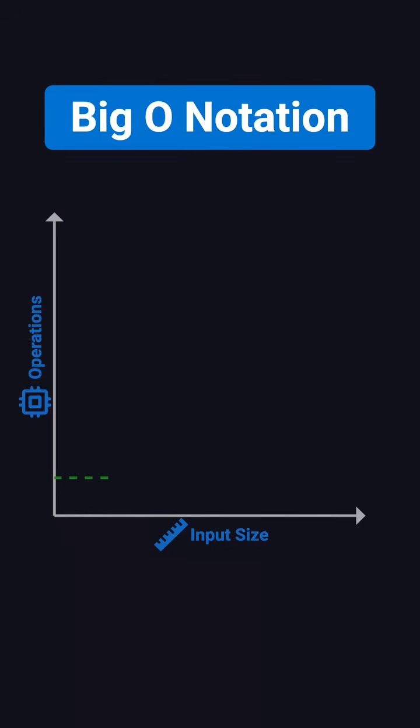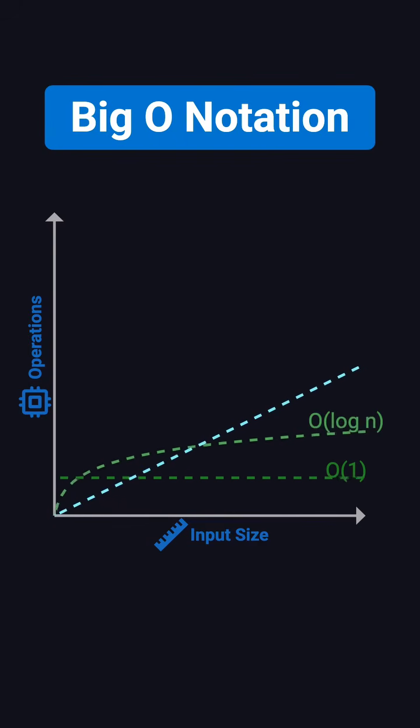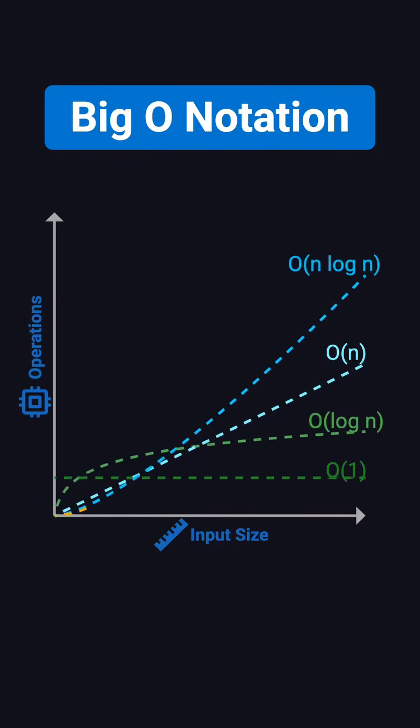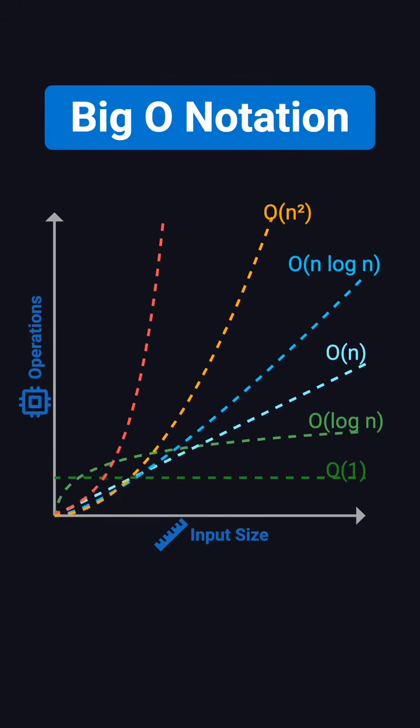You might have heard someone say an algorithm is O of n or O of log n, but what does that actually mean? Simply put, Big O notation is a way of using math to describe how efficient an algorithm is. It tells us how quickly the running time will grow as the amount of data increases.